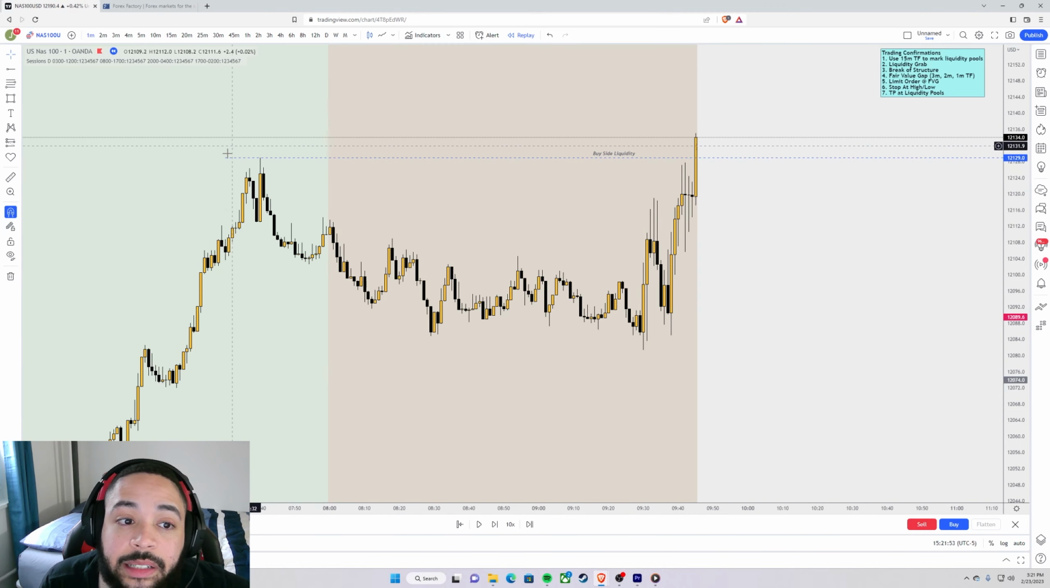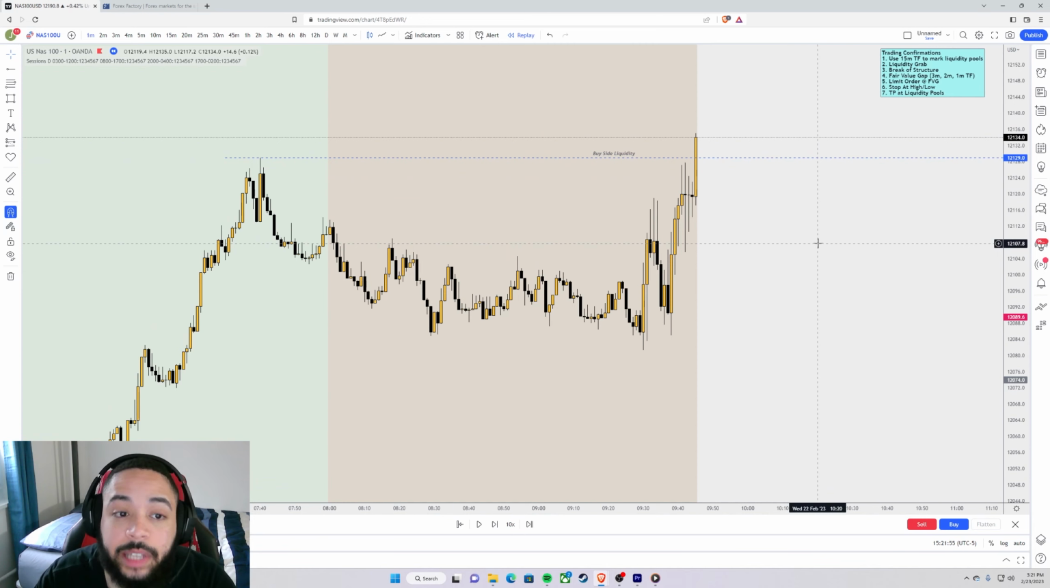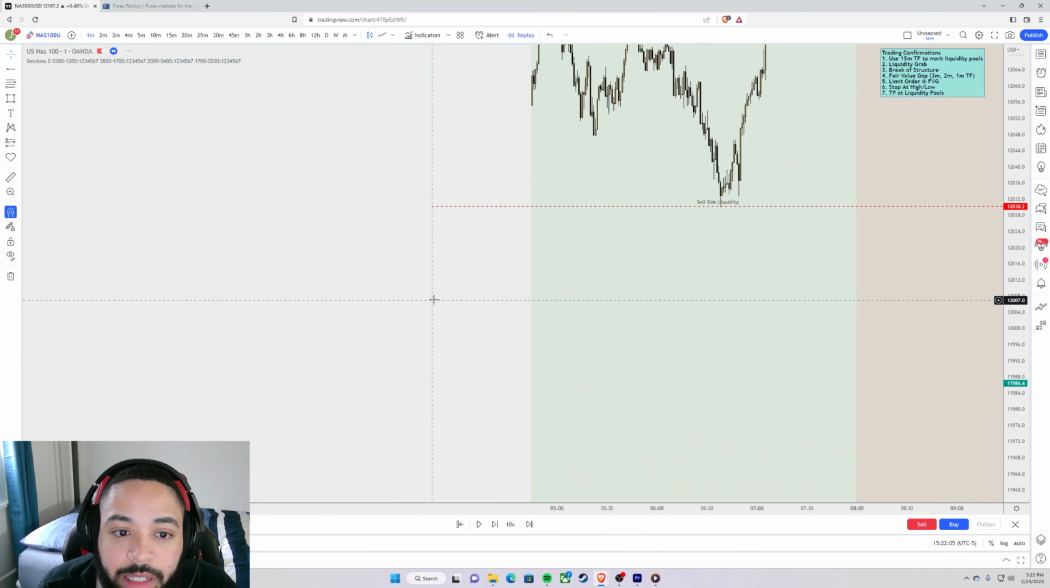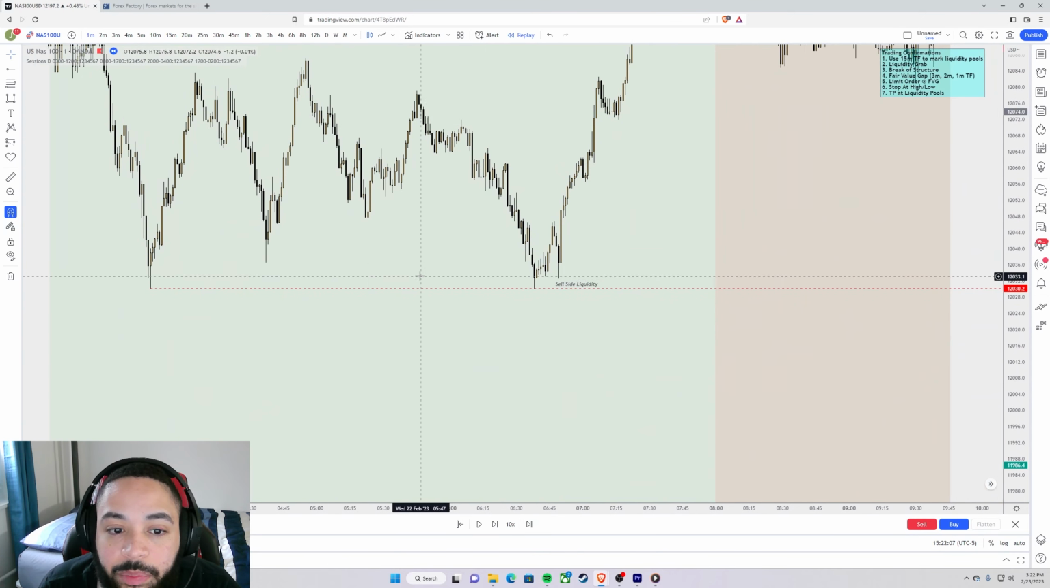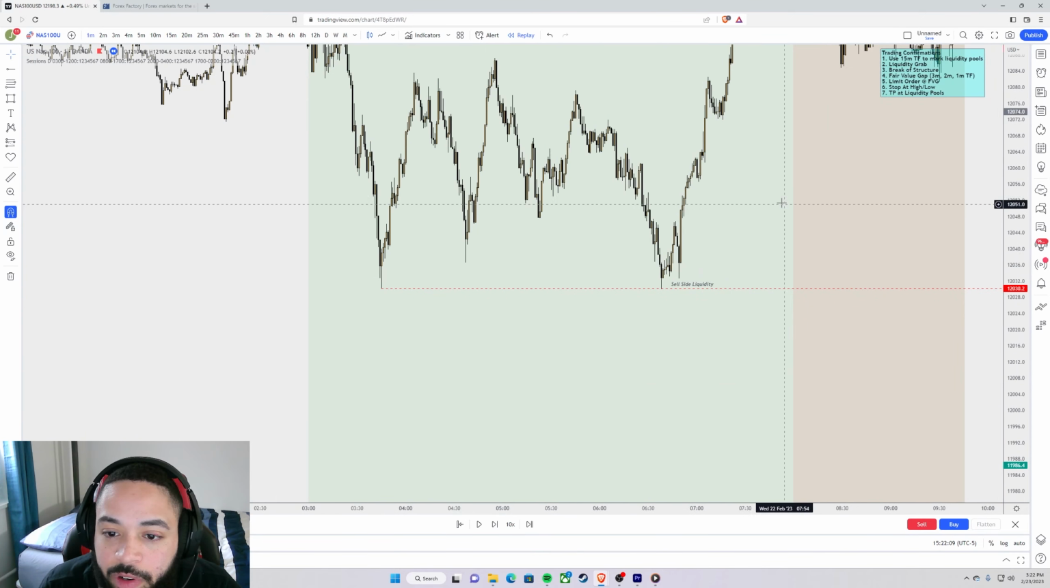So price has a tendency, the algorithm has a tendency to take out old highs and old lows, right? Like double tops, double bottoms, but usually the double tops and double bottoms, if it's one of the actual liquidity pools, which in this case, right here, it would be one of the major pools, which is what we marked up here.